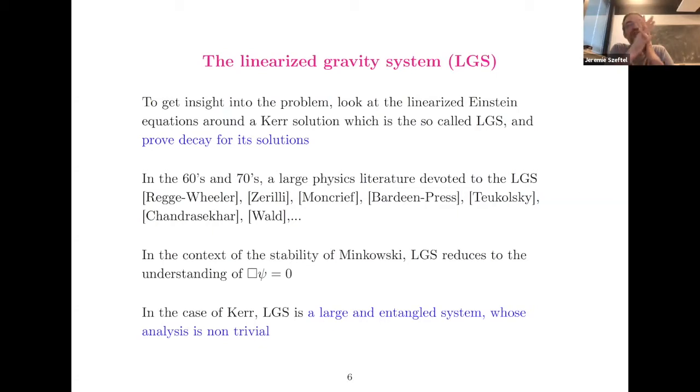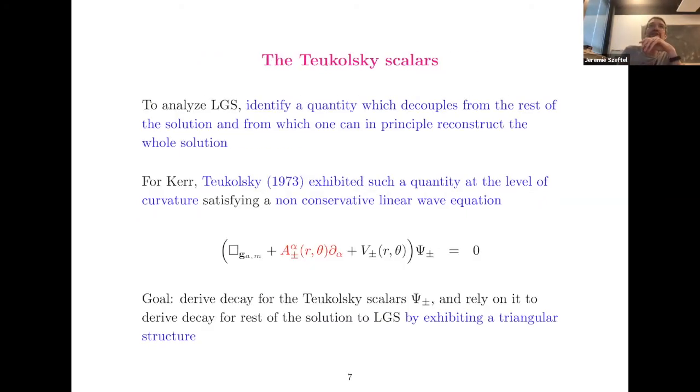Now, in the case of Kerr, this is no longer the case. The linearized system itself is already non-trivial because it's a large and entangled system. It does not decouple. So what was done first in the physics literature was, in fact, to try to find a kind of triangular structure to this system. In other words, find and do the first step of that triangular structure.